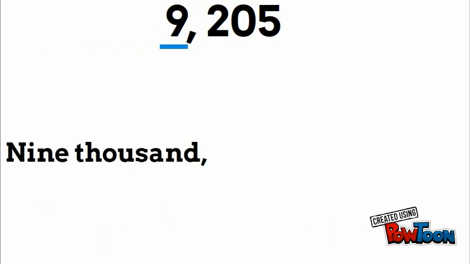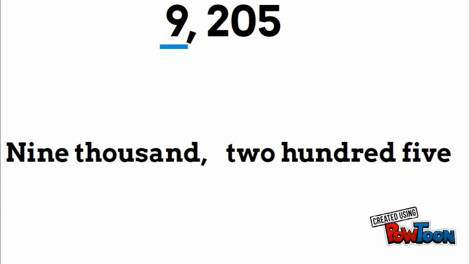When you're given a number with just its digits, that's called standard form. So now let's take this number in standard form and put it into word form. So we see we have 9,205. And now we've taken the standard form and turned it into word form.